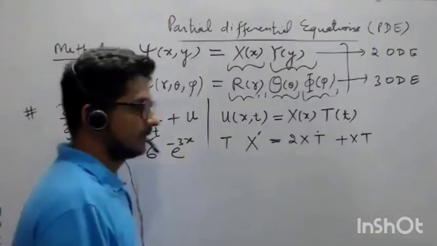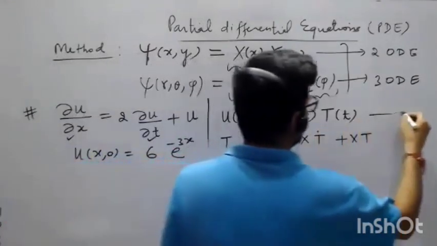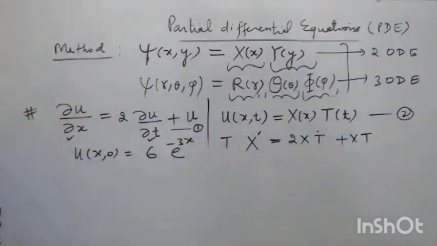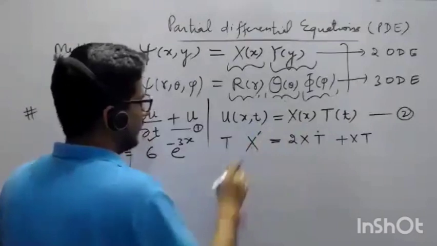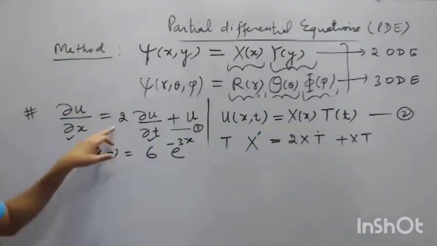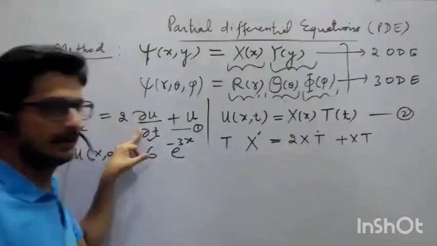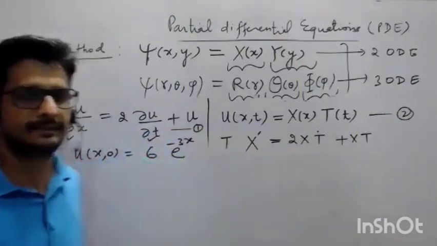Please explain again how you have written this last equation. Just substitute this 2 into 1. Put the value of t in equation 1. So what will happen when you write del u by del x? It is partial derivative with respect to x, so t will come out and the derivative of x will be taken. Then equal to 2 times capital X will come out and derivative with respect to t will be taken, plus xt.